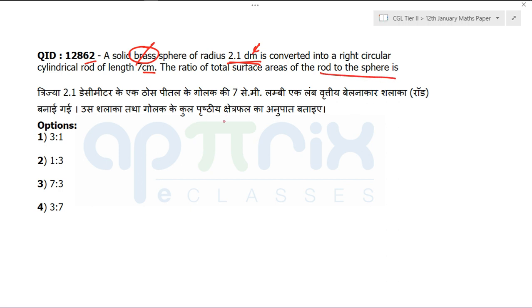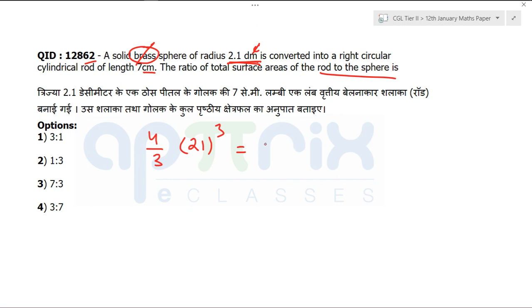You have to find the ratio of the surface area. So let's calculate this particular value. The first thing you all need to understand is that 2.1 decimeter will be 21 centimeter, right? Solid sphere is there, so I will write 4 by 3. I will not write pi because I know pi has no relevance, right? Into r cube.